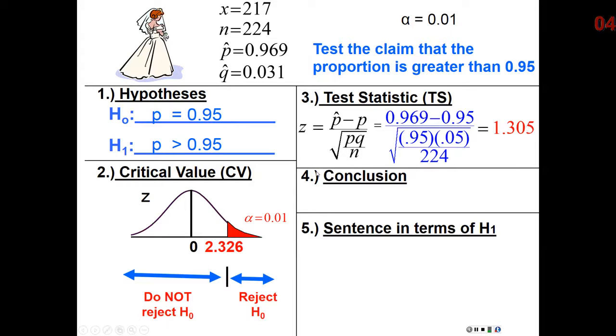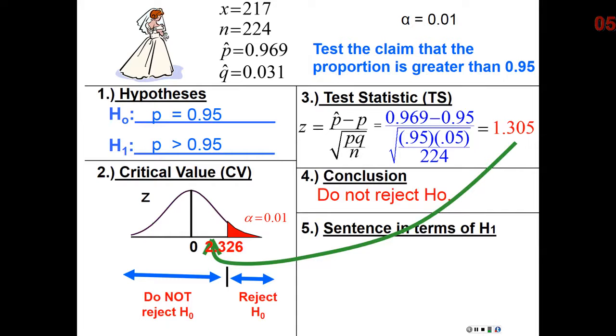So where is that 1.305? It's going to be? That's right. Is it going to be in the rejection region? No, it's not going to be in the rejection region. So we do not reject the null hypothesis. Okay?